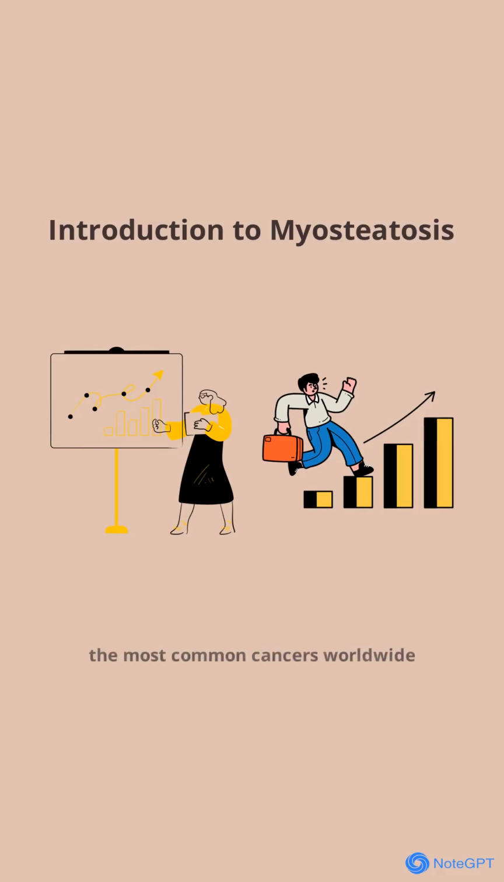Colorectal cancer is one of the most common cancers worldwide, and understanding factors that affect patient outcomes is crucial. Recently, researchers have turned their attention to myosteatosis, which refers to the infiltration of fat within skeletal muscle. Unlike sarcopenia, which is simply a loss of muscle mass, myosteatosis involves changes in muscle quality and is thought to impact both recovery after surgery and long-term survival.